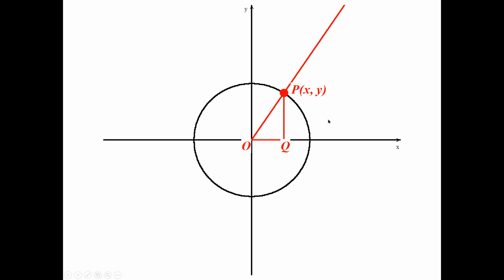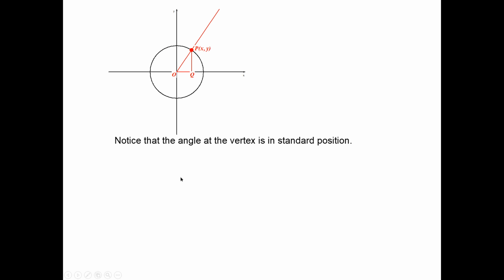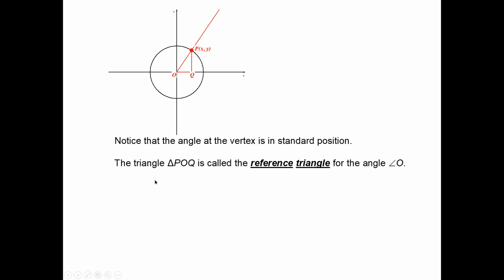Now P has coordinates x, y. Remember, this circle has radius r, so from O to P is r. So again, this is the same picture, only smaller. So notice that the angle at the vertex is in standard position, namely that angle right there, the angle QOP. The triangle POQ is called the reference triangle for the angle at the origin, this angle O. So this is the reference triangle for that angle.